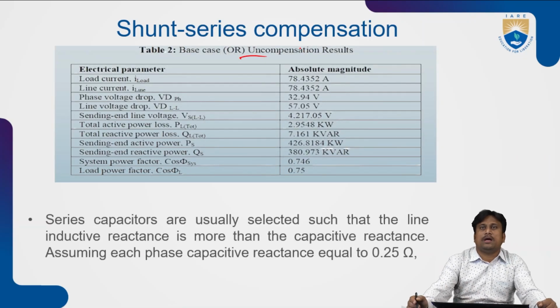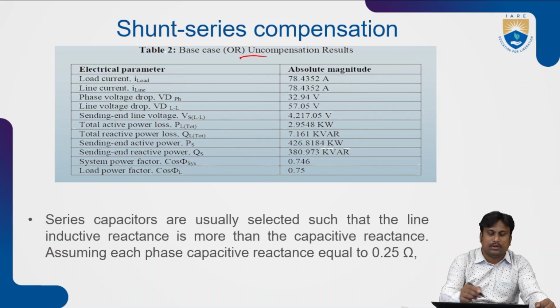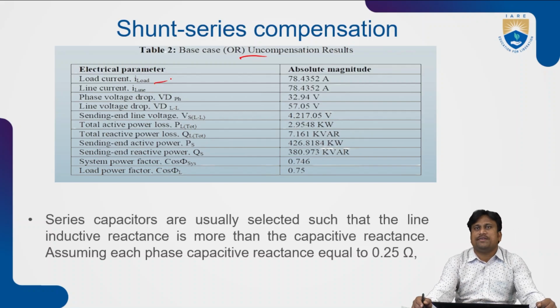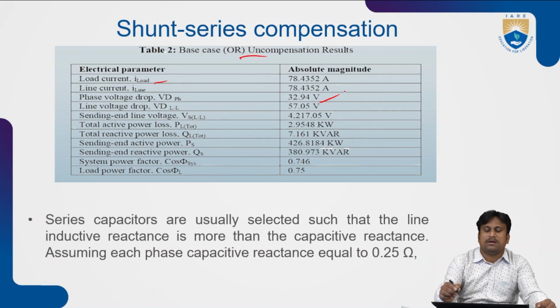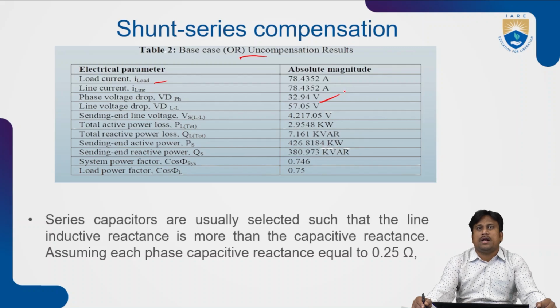So this is about the base case, or uncompensated results. When the system is not compensated, these are the absolute magnitudes generated. Load current is 78.4 amps, line current is 78.4 amps, phase voltage drop is 32 volts, and the line voltage drop is 57 volts.